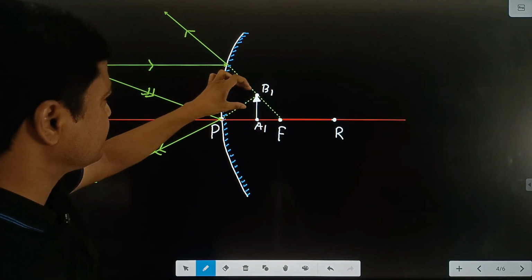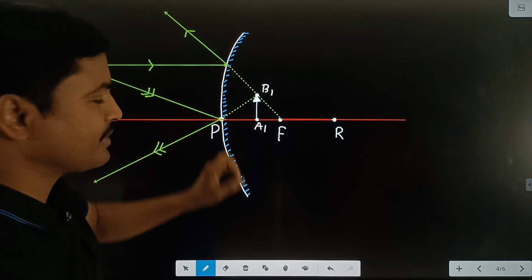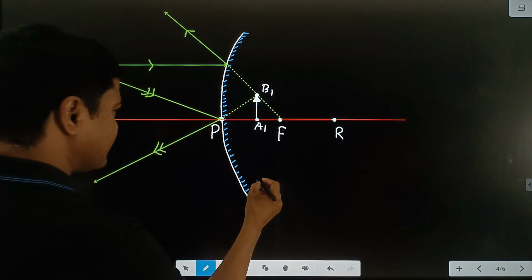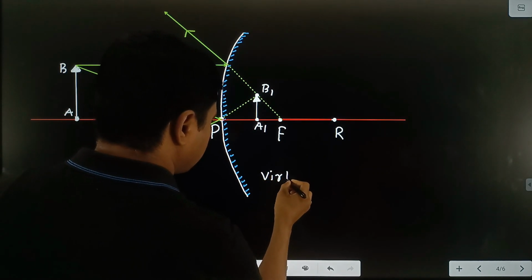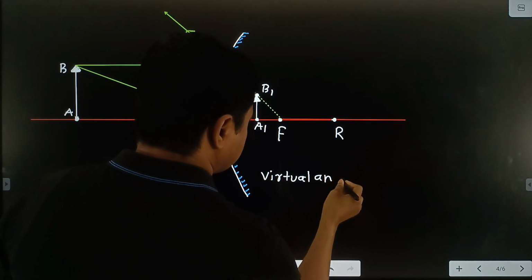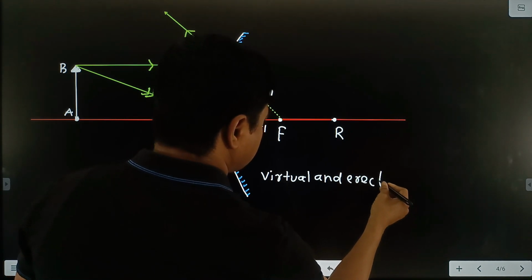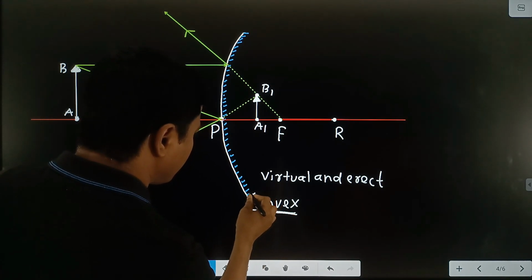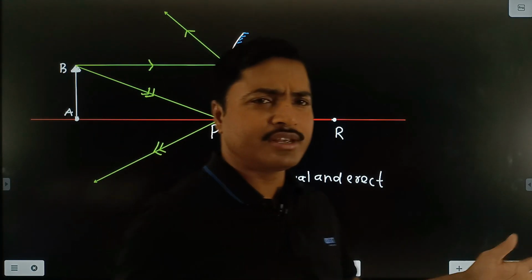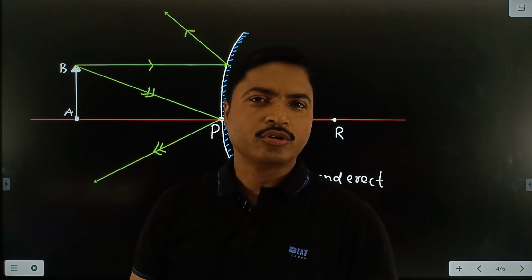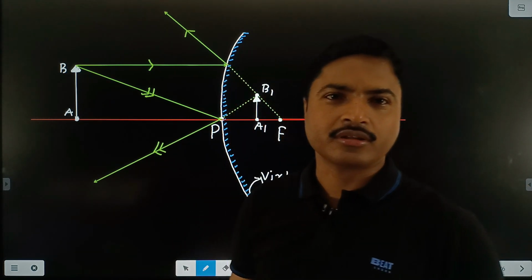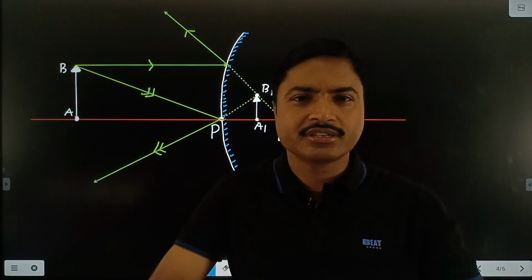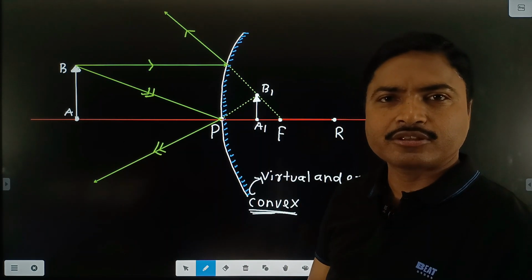And these rays are not real rays, these are imaginary rays. Imaginary rays means virtual, and the nature of the image is virtual and erect. That means a convex spherical mirror always gives a virtual and erect image. No real image is there in case of a convex mirror, because the reflected rays always diverge from each other. If reflected rays diverge, no real image is formed. Always a virtual image is there.